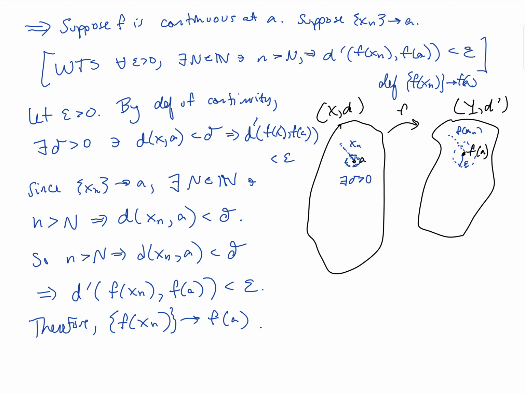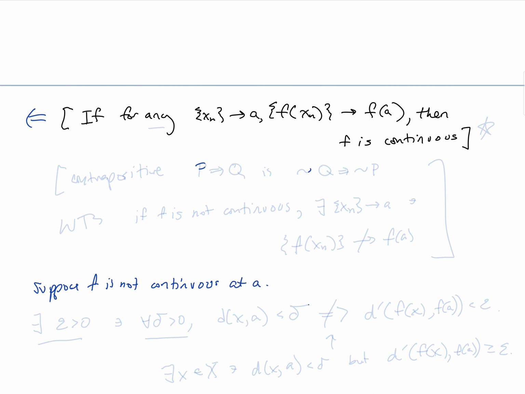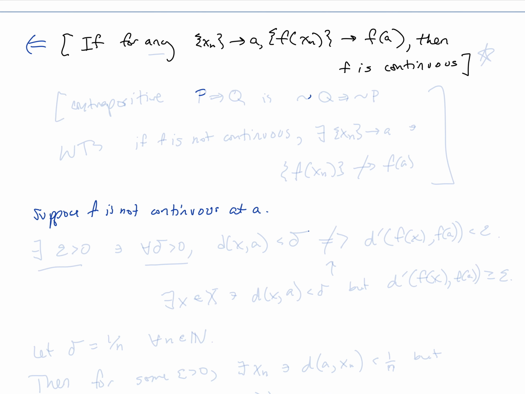Now to prove the converse, we're actually going to be doing the contrapositive. So what we want to show is that if for any sequence x sub n converging to A, f of x sub n converges to f of A, then the function f is continuous. We're going to prove this using the contrapositive, and the contrapositive of the statement P implies Q is not Q implies not P.